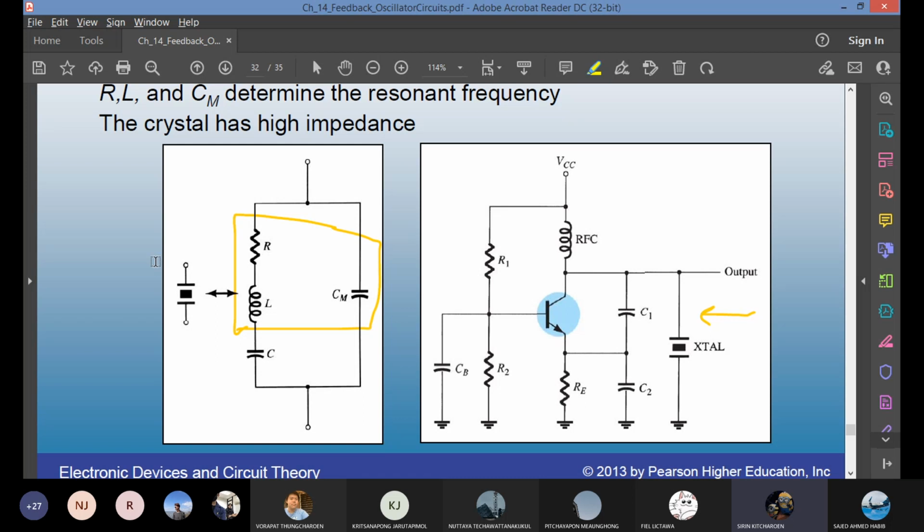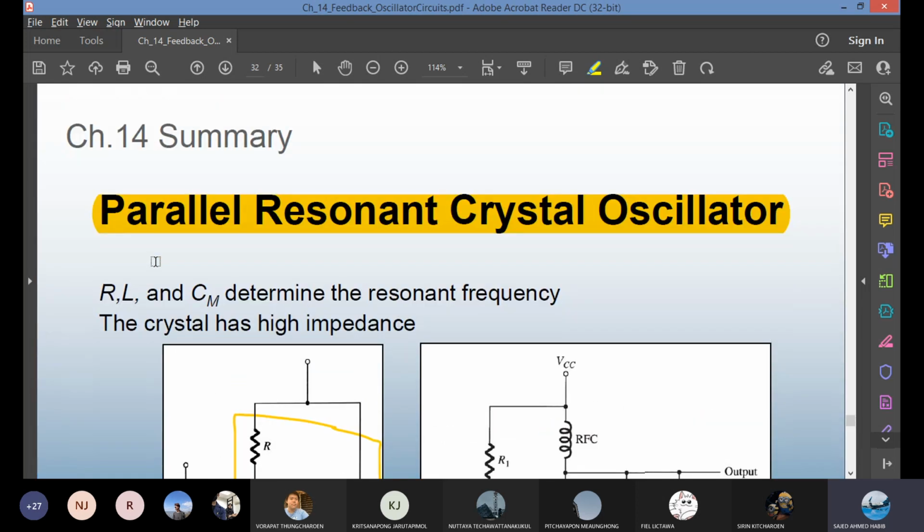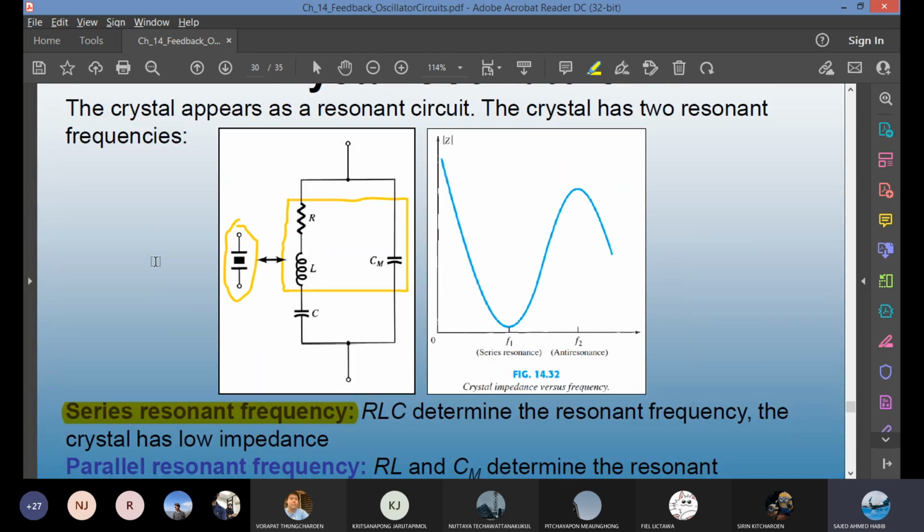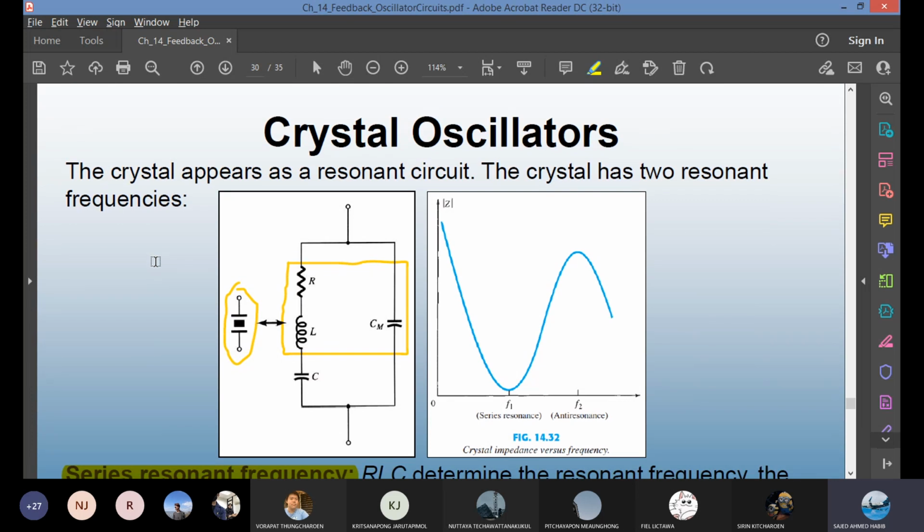Teacher, can you say the explanation for the crystal oscillator again? Explanation for the crystal oscillator. Okay, let me go back to the first page of crystal oscillator.